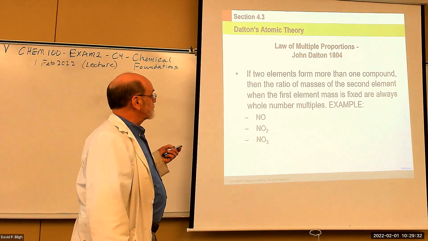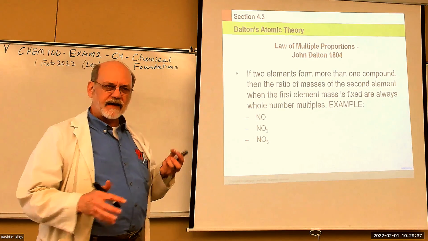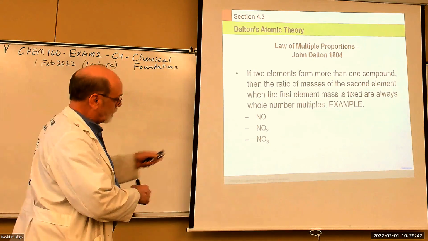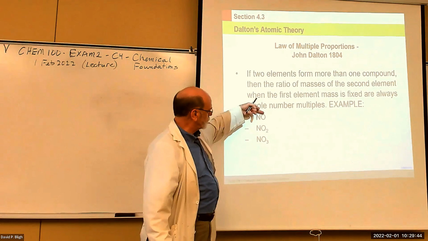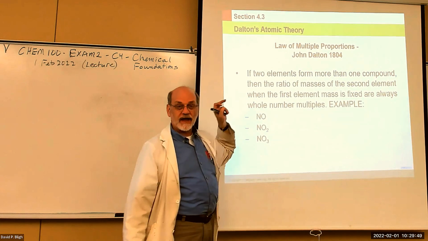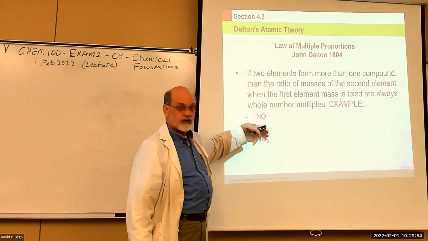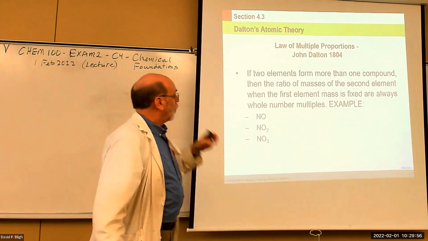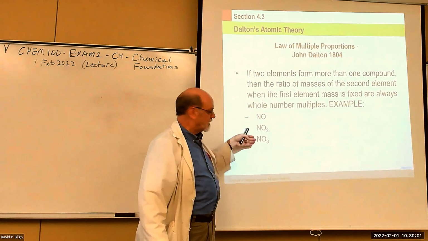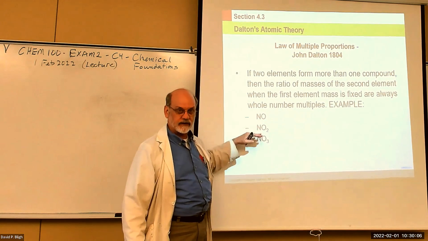Multiple proportions just says if you have 2 elements that can form different compounds. For instance here, nitrogen and oxygen. In this case, we have 1 atom of nitrogen and 1 atom of oxygen. In this case, we have 2 atoms of oxygen. In this case, we have 3. What Dalton was saying, and at this time he didn't know that, we know this now. This is how it's written.